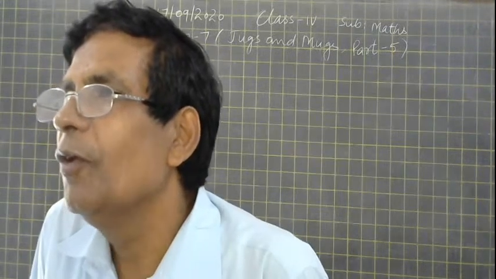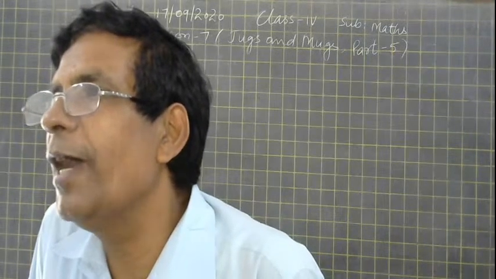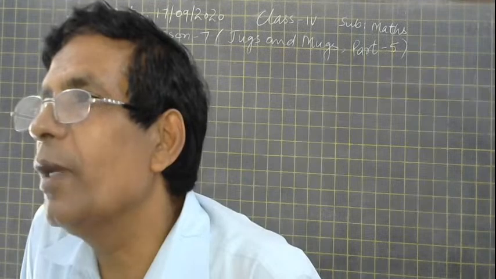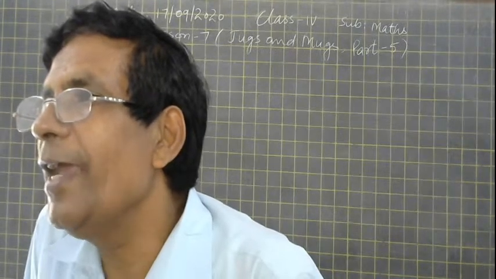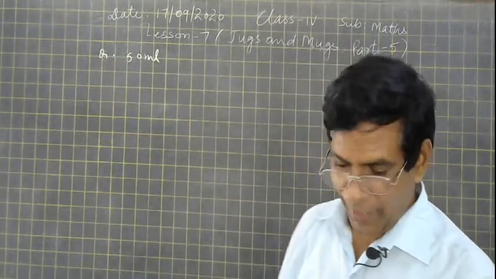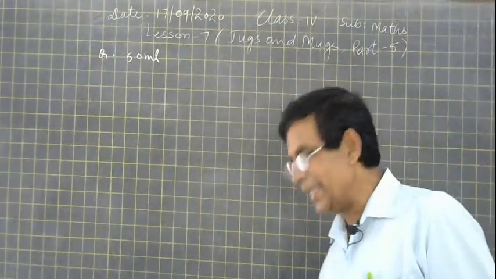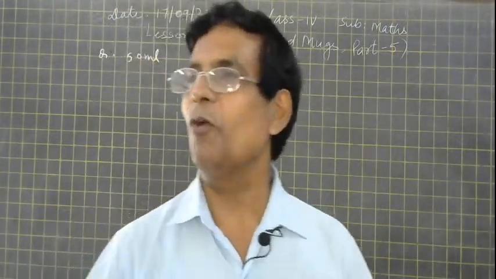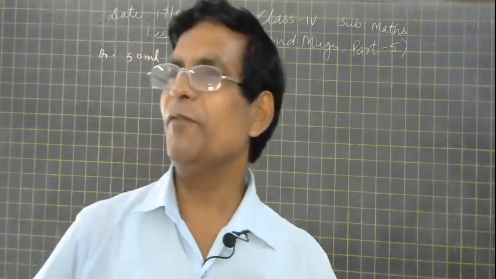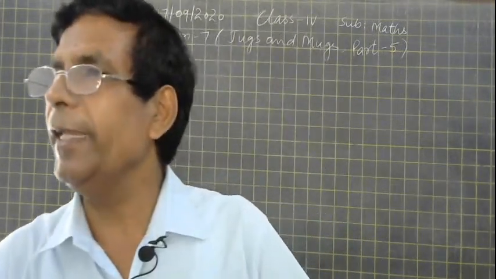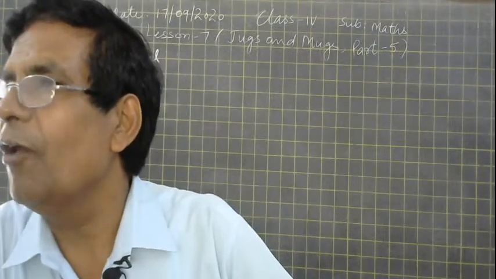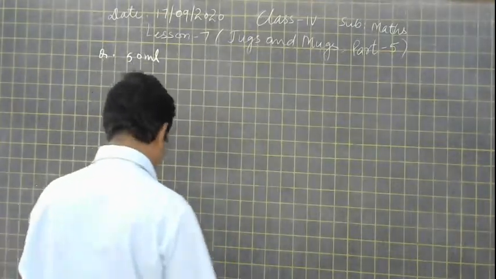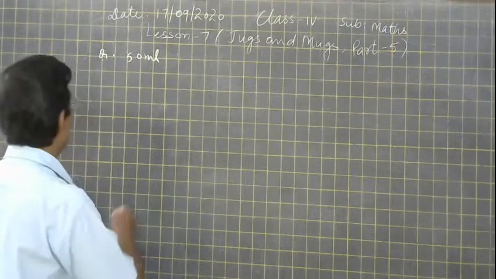Milk is required, water is required, okay. Sometimes you can mix water, and coffee powder is there, sugar is there. Very good. So if necessity is there, then you can make coffee or tea. Children, if you know these things, then whenever you are in need, you can make coffee or tea. Okay, so 50 milliliter of milk is needed to make 1 cup of tea.